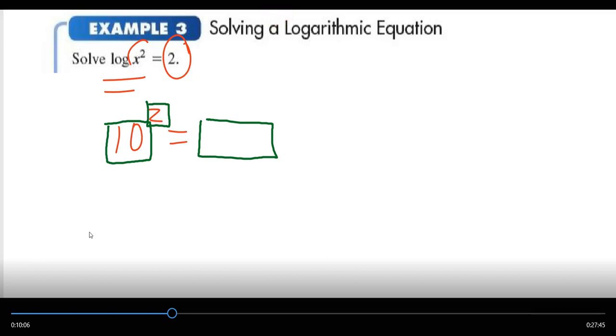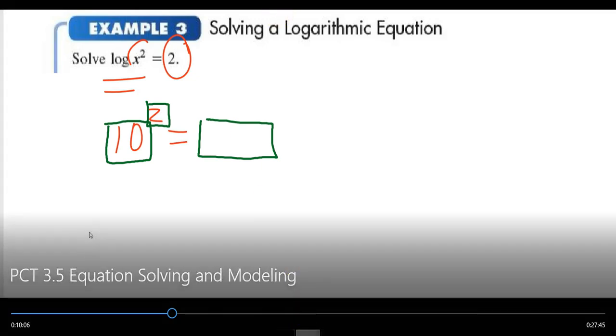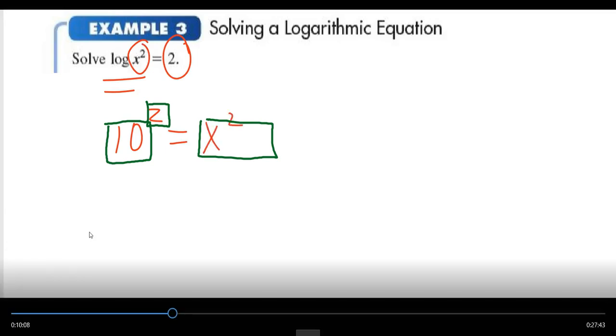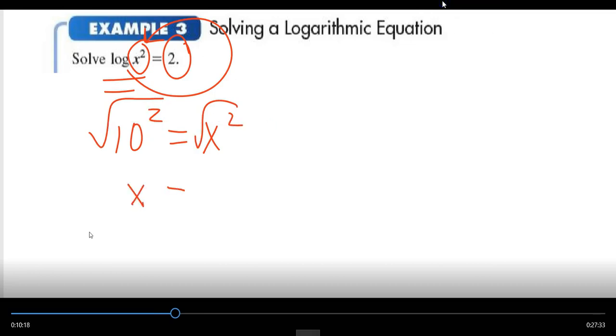Well, we'll see here. Let's go to the next part. The value that it equals is x squared. So in other words, base exponent equals argument. And if you take the square root of both sides, now, could it be positive 10 and negative 10?